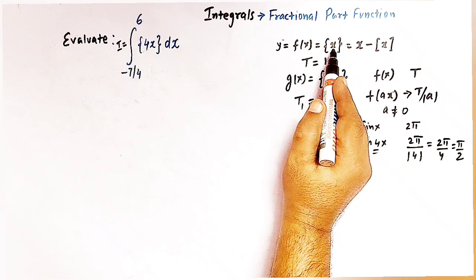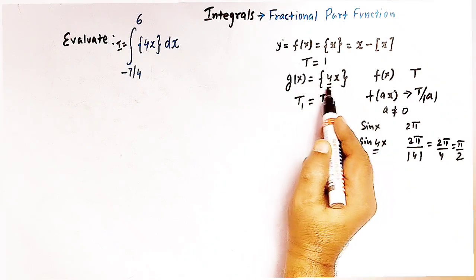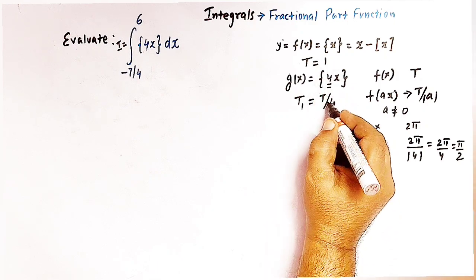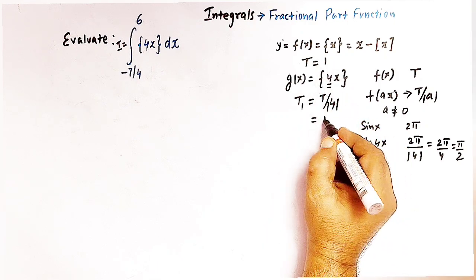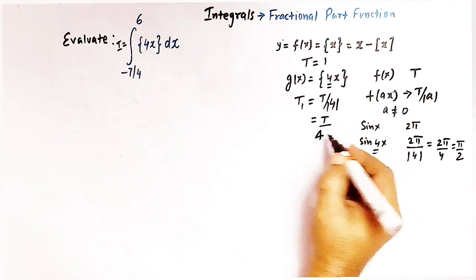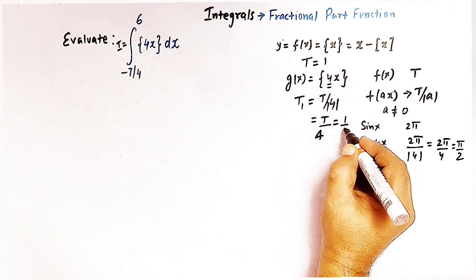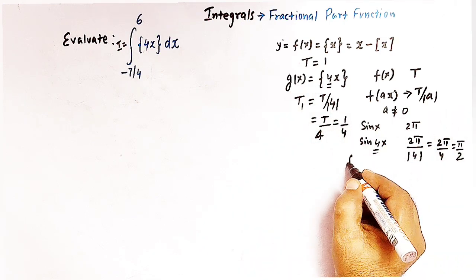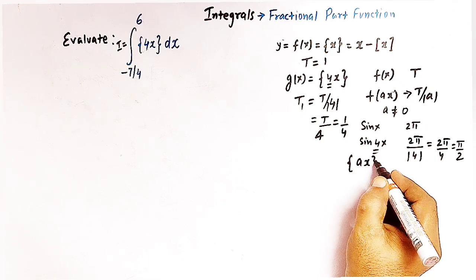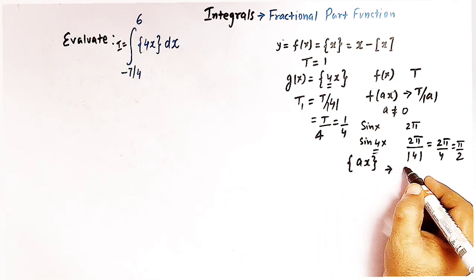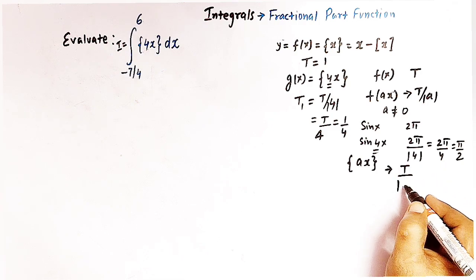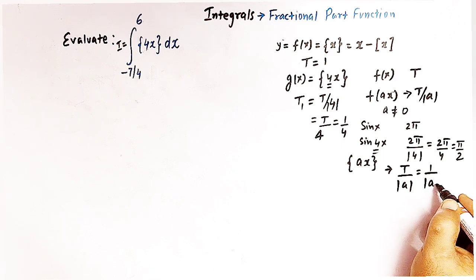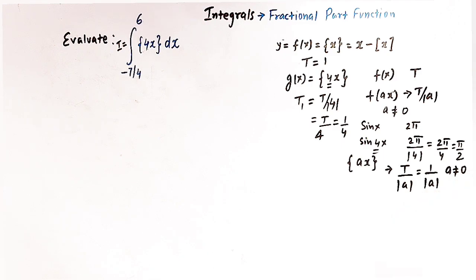The period of fractional part of x is 1, and the period of fractional part of 4x is given by 1 divided by the absolute value of 4, and that is simply t over 4, and t is 1, so we have the period of g of x as 1 over 4. So in general we can say that the period of fractional part of ax is given by t divided by mod of a, and t is 1, so we have 1 over mod of a, and a is not equal to 0.